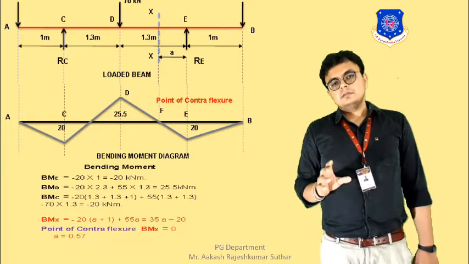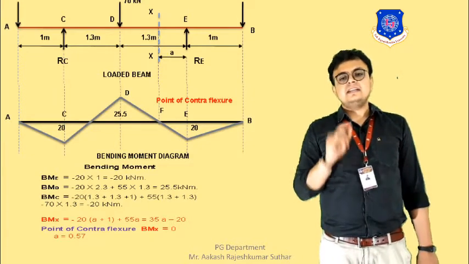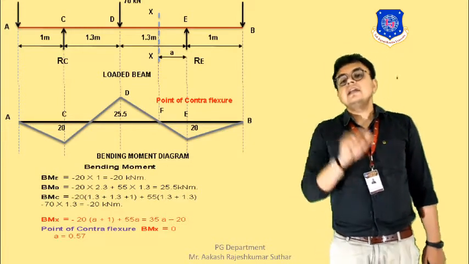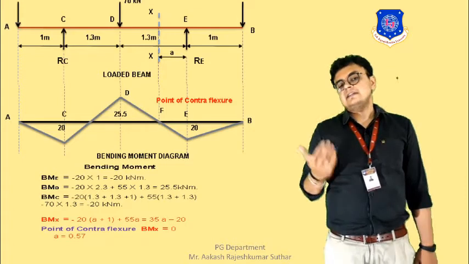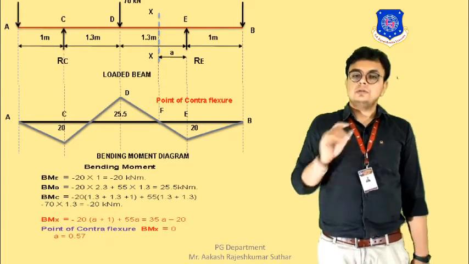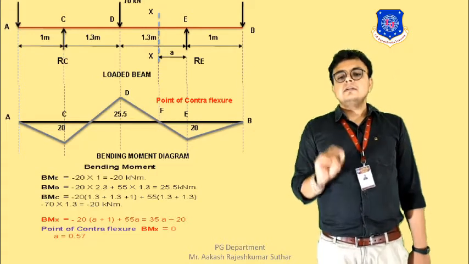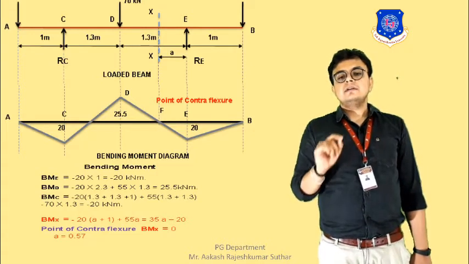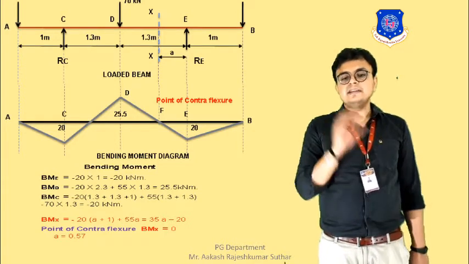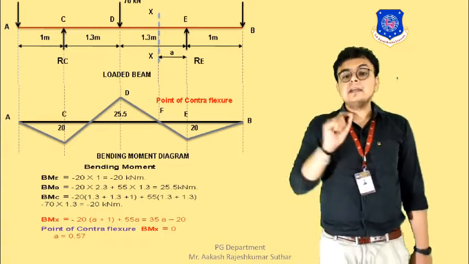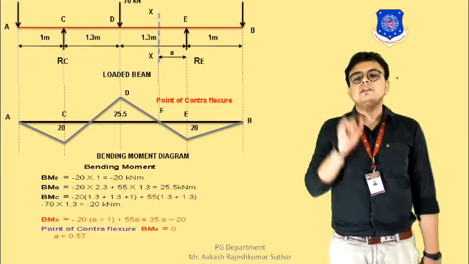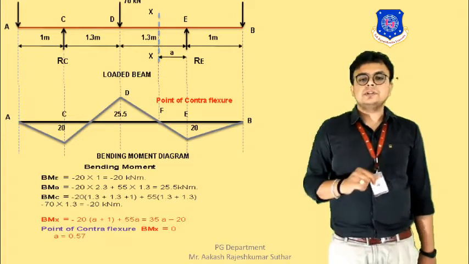Now, we have the reaction at E, that is 55, which is creating the moment anti-clockwise from the right hand side, and the anti-clockwise moment from the right hand side is considered to be positive. So, 55 into 1.3, and that will be on the positive side. So, minus 20 into 2.3 plus 55 into 1.3. So, finally, we are getting the bending moment of 25.5 kilonewton in a positive direction.